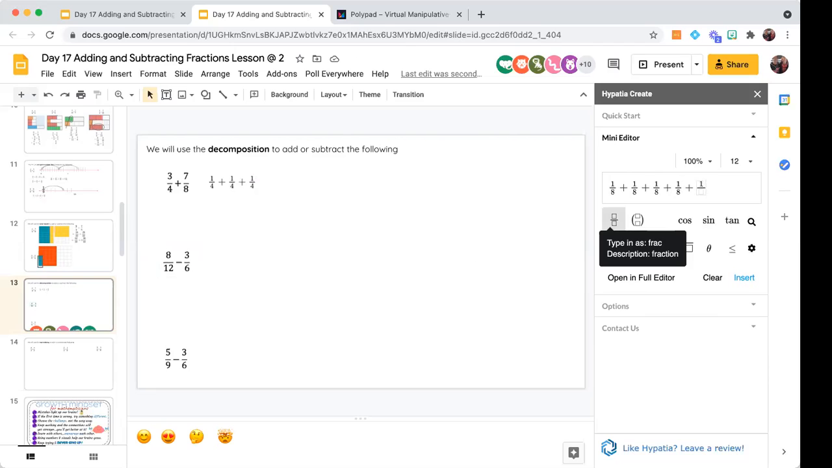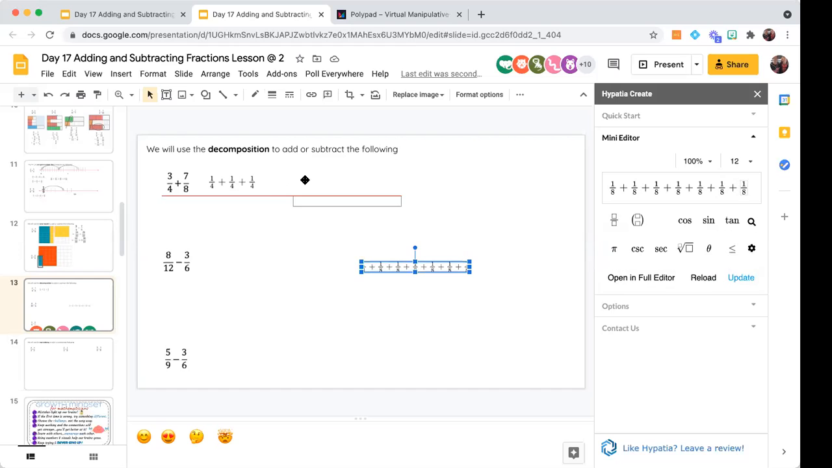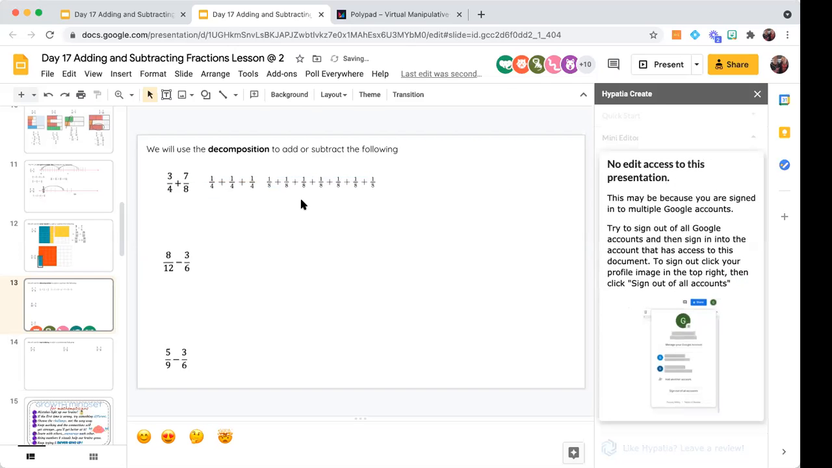You have to really be a little creative sometimes, but 1, 2, 3, 4, 5, 6, and 7. We'll put that baby in there. So 3/4 and 7/8 together. We want to add all of these pieces together.